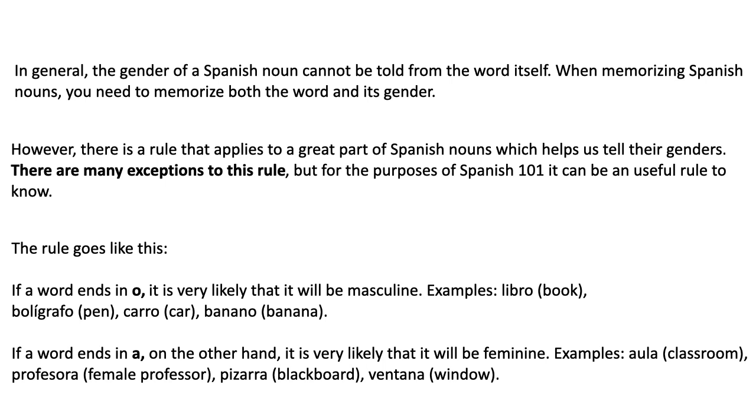Not in all cases, but for the purposes of 101, we are going to apply that rule when we don't know the gender of a word. Okay?